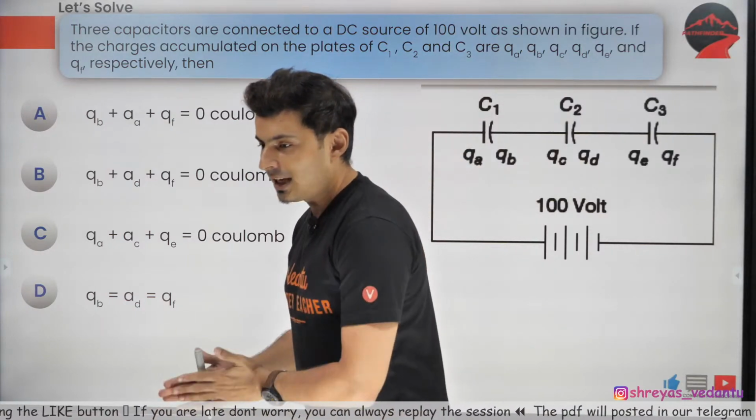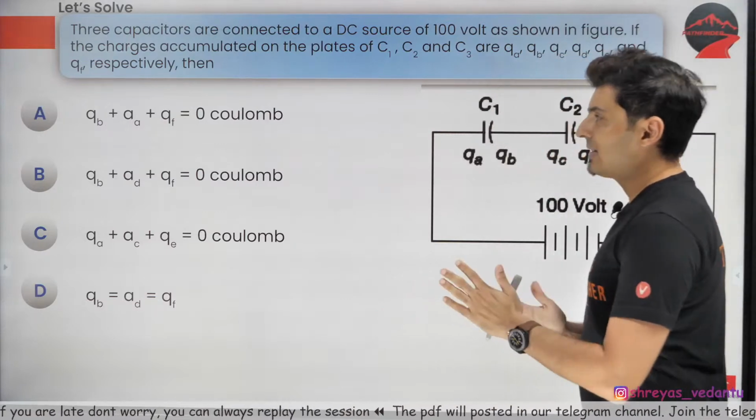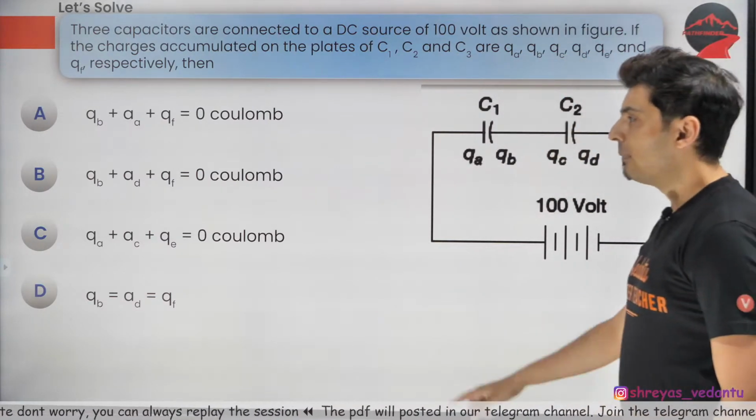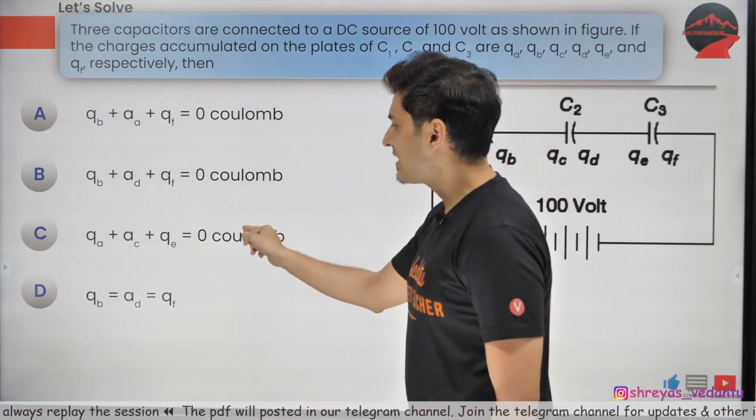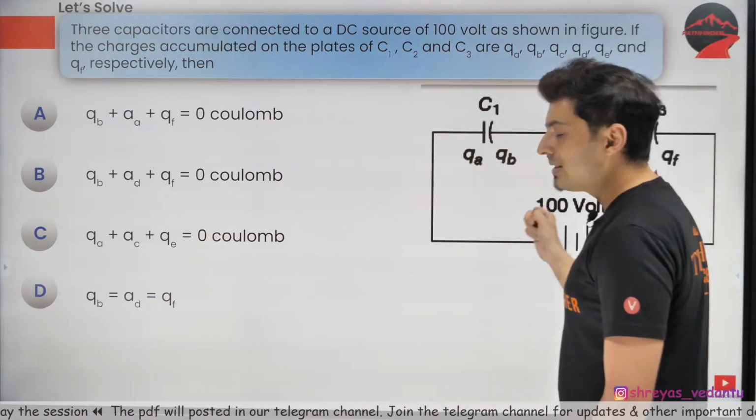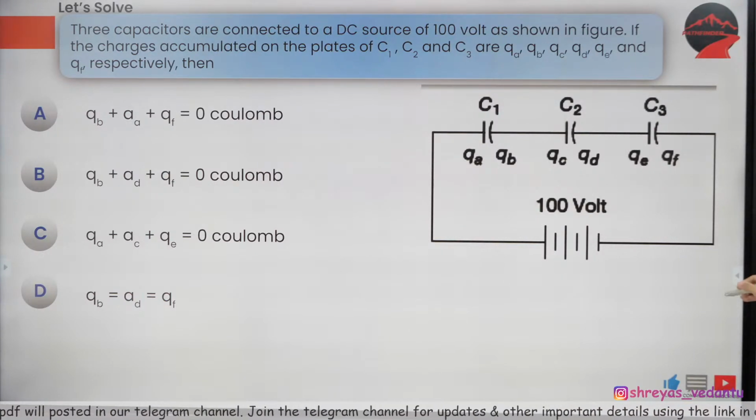Alright, AI Cyberworld saying option D, interesting. The options are: B plus A plus F is 0; B plus D plus F is 0; A plus C plus E is 0; B is equal to D is equal to F. Okay, all of you are saying option D.